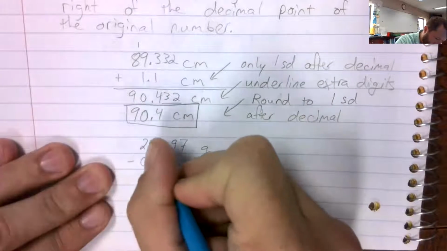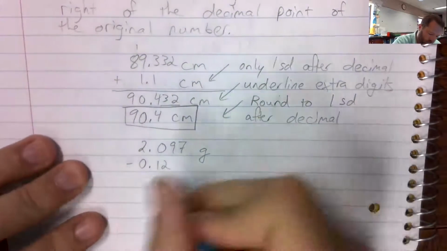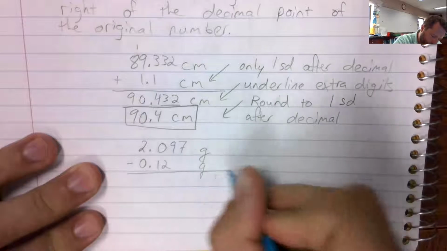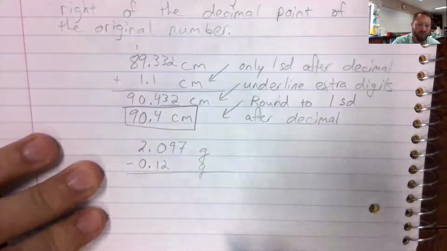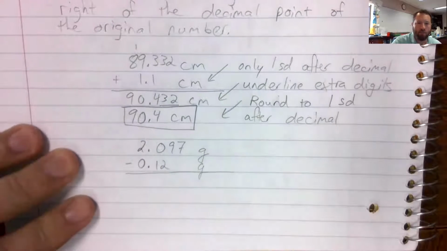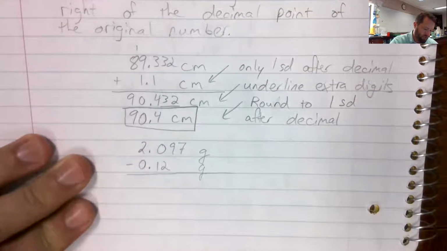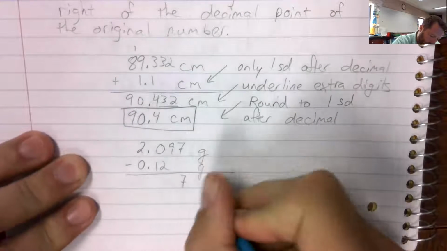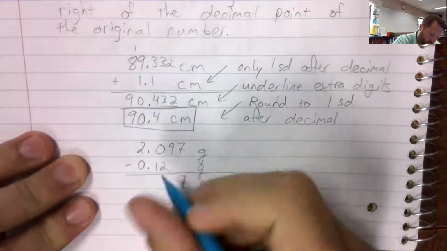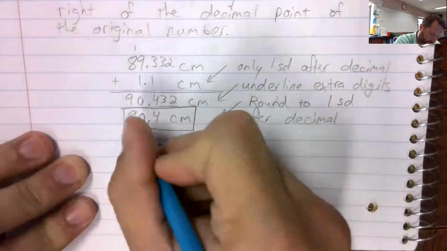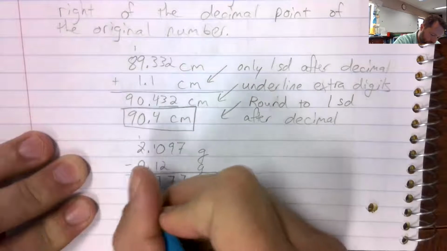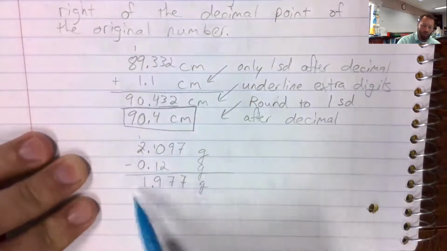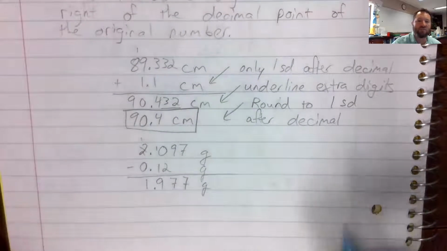A subtraction step. The rule is the same for subtraction or addition. So 2.097 grams minus 0.12 grams. Again, let's start off by just going ahead and doing the math. And again, if you want a calculator for that, that's absolutely fine. There's no rule that says you can't have that. So I do my math, I get 1.977 grams.